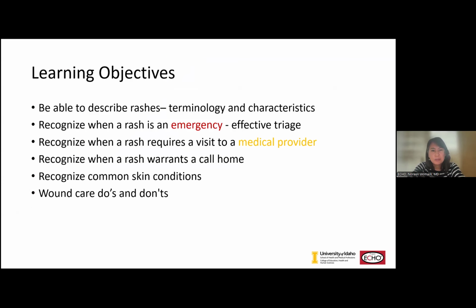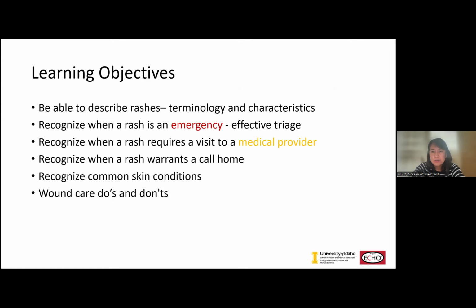So I have a few objectives today. I want us to have a common language when we're talking about rashes. And first and foremost, I want you all to be able to triage rashes, to know when a rash is an actual emergency, and those conditions will be marked in red. When a rash just requires a visit to a medical provider within 12 to 24 hours versus just maybe warrants a call to the parent or guardian.